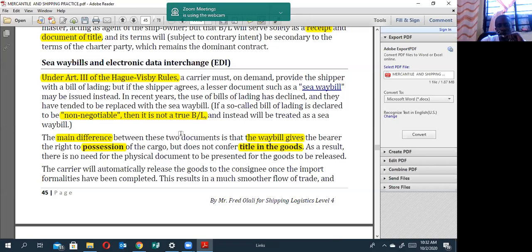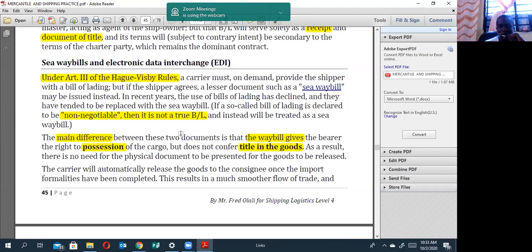So the main difference between the two is that the Seaway bill, or waybill, gives the bearer the right to possession of the cargo, but does not confer title to the goods. In other terms, a Seaway bill is not a document of title, but gives you the right of possession. As a result, there is no need for the physical document to be presented for the goods to be released. Unlike the bill of lading, where you have to present the physical document, with a waybill you don't. So long as you can justify that you're the rightful owner, the goods will be released to you. The carrier will automatically release the goods to the consignee once the import formalities have been completed.